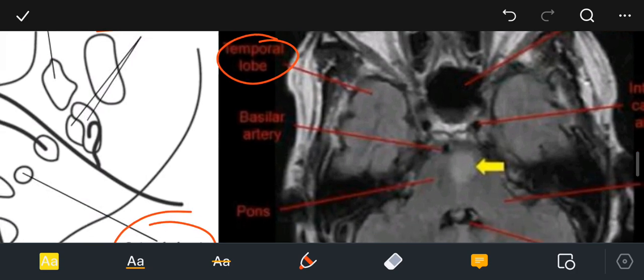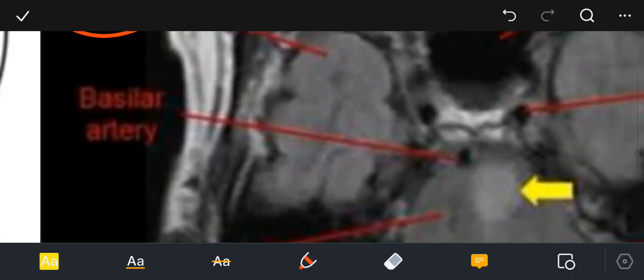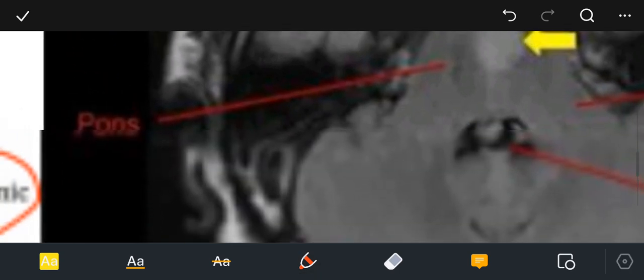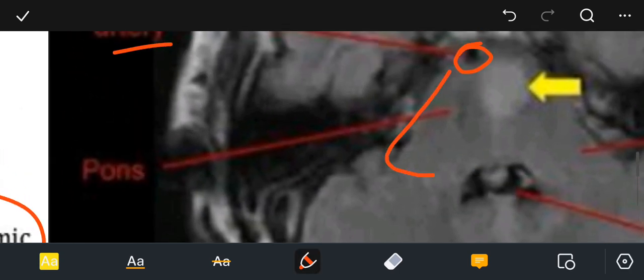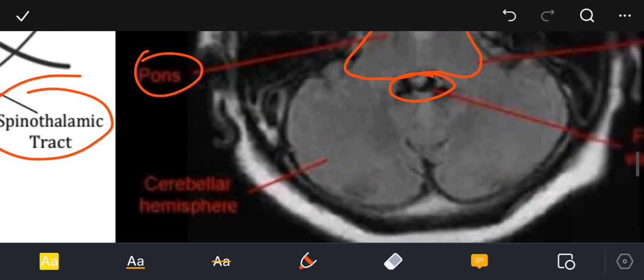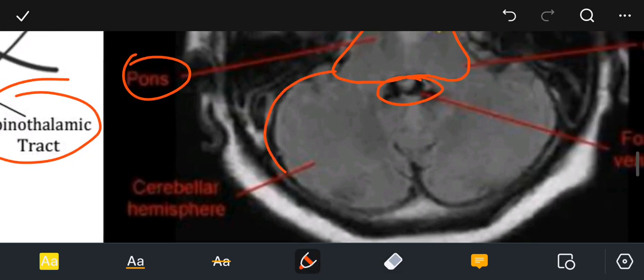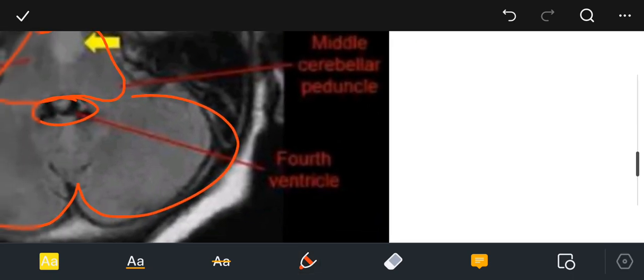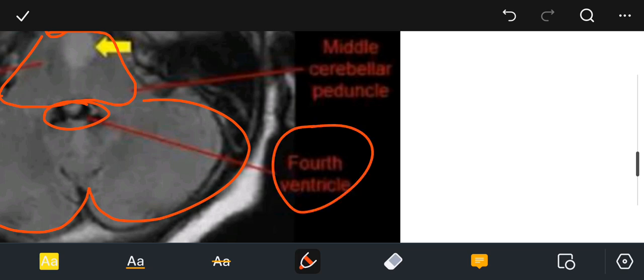Then this is the basilar artery. Okay, this is a hell of a diagnosis to find the basilar artery. This thing is the basilar artery. Then the next thing is, this is the pons. Why is it pons? Because we can see the fourth ventricle behind that. So this is pons. After that we have the cerebellar hemispheres. So these things like this one and this one, these are cerebellar hemispheres. Then we have the fourth ventricle, as I previously mentioned.